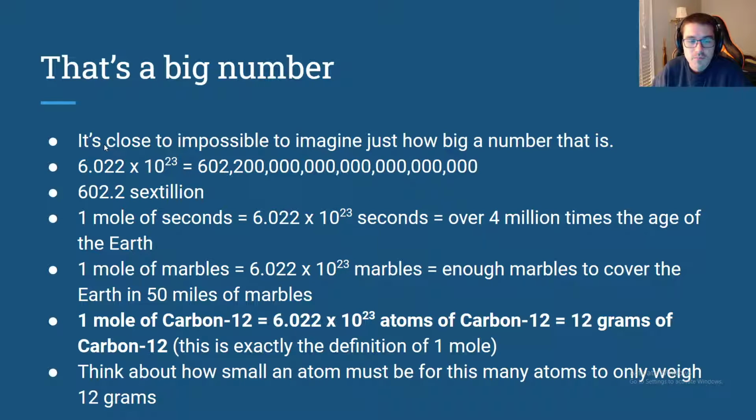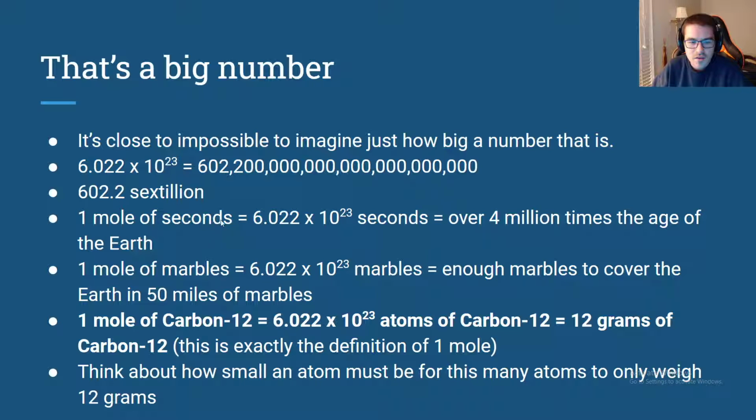First of all, it's pretty much close to impossible to imagine just how big a number this is. So, here's the number written out: 6.022 times 10 to the 23rd. It is a very large number, right? This would be like 1,000, a million, billion, trillion, quadrillion, quintillion, sextillion. So it's 602 sextillion, okay? The human brain has trouble imagining millions of things, let alone billions of things. So this number is just astronomical compared to that. There's a couple of interesting little tidbits here.